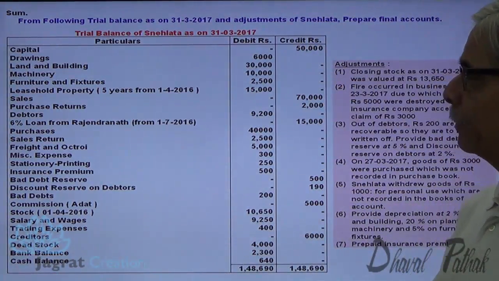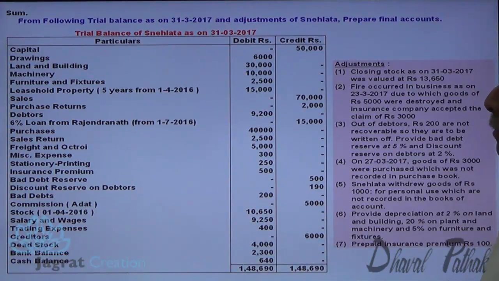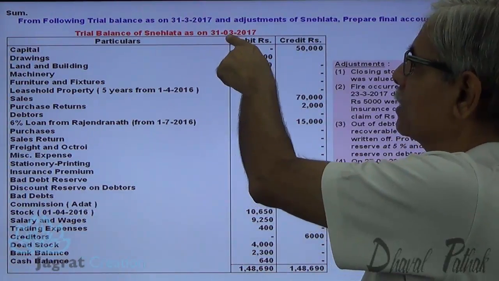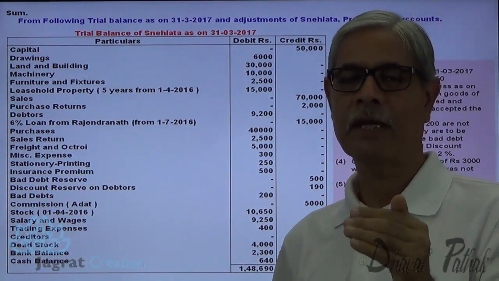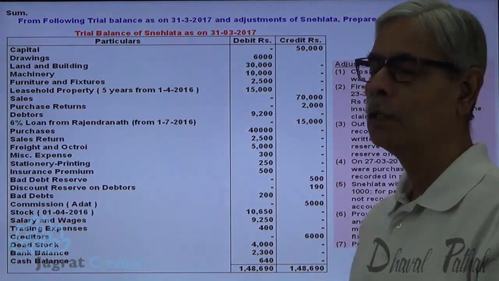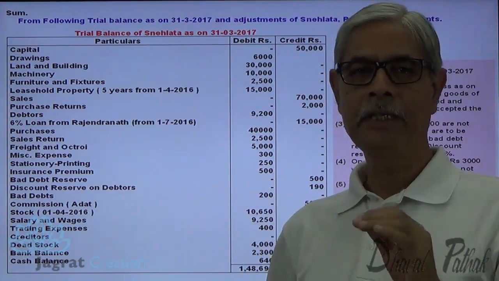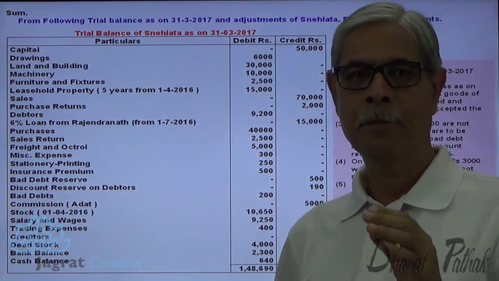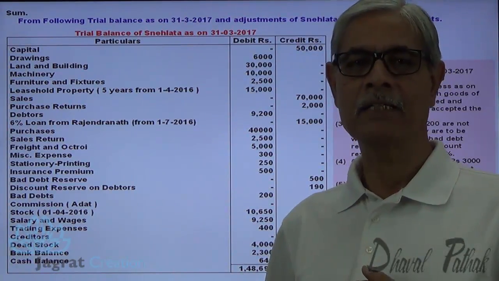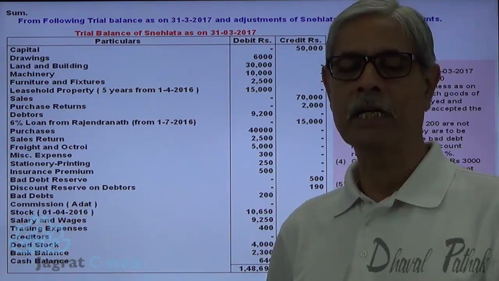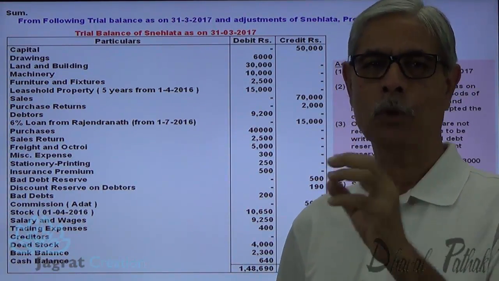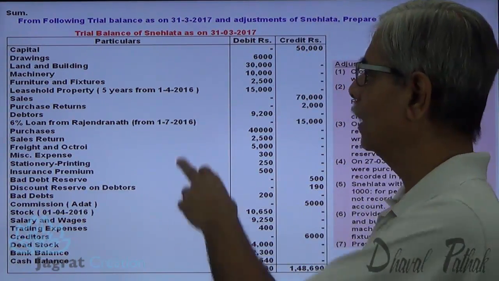Capital, drawings, land and building, machinery, fixtures and furniture, leasehold property, 5 years from 1/4/2016. This is 31/3/2017, so it is from the beginning of the accounting period, and this is for 5 years. So it's a leasehold property with 15,000 paid, and the advantage is going to be received over a time span of 5 years. So every year, 1/5 proportionate amount is to be written off. It's a hidden adjustment.